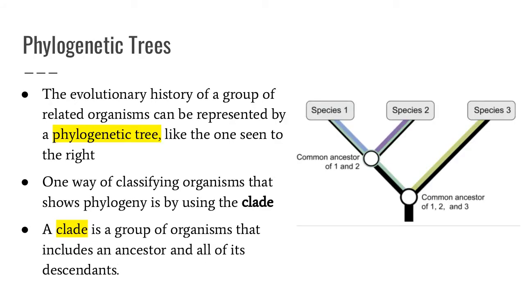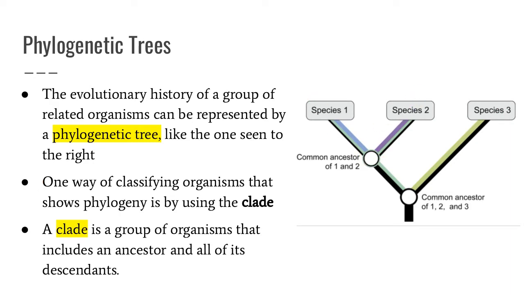The evolutionary history of a group of related organisms can be represented by a phylogenetic tree. We call it a phylogenetic tree because it's showing those connections, and it just kind of looks like branches on a tree, like the one seen off to our right. So we have a common ancestor here for 1, 2, and 3, and then species 3 split off. We have a common ancestor, and then we can see that species 1 and 2 became different from one another.